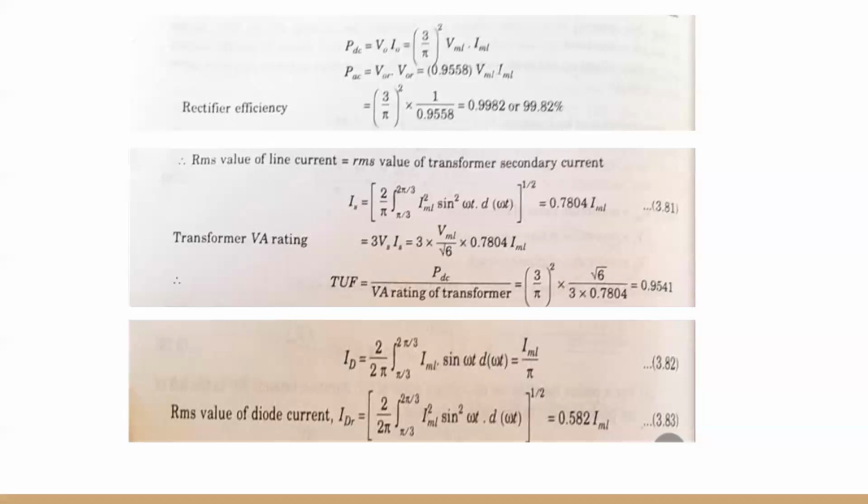RMS value of output current I0R equals V0R upon R equals 0.9558 VML upon R equals 0.9558 IML. PDC equals V0 into I0 equals 3 by pi square VML into IML.